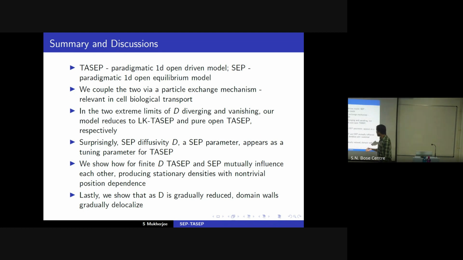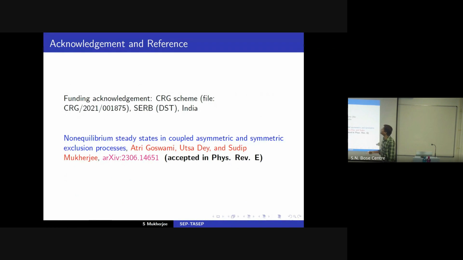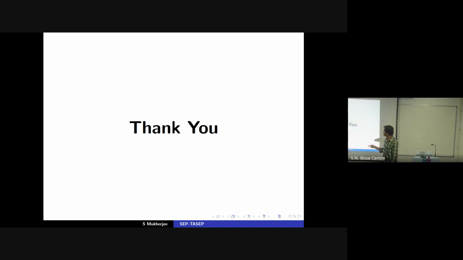We also find that due to the mutual coupling of the SEP and TASEP densities, we get non-trivial space dependence of the density profiles. And lastly, we see that with the gradual reduction of D, we get a gradual delocalization of the domain. So here I acknowledge the ACRB DST for financial support of our work through the CRG scheme. And this is the reference of our paper, which is accepted in PRE and presently in production. Thank you.